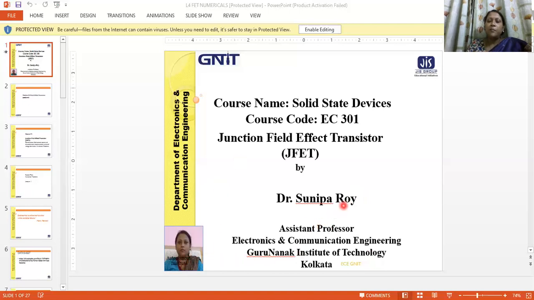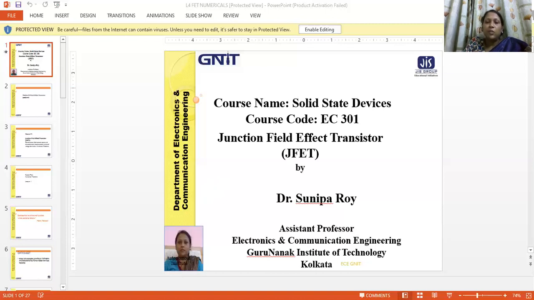So this is a very simple but interesting problem. This is problem 5. Determine the drain resistance for VGS equals 0, minus 1 volt and minus 4 volt. So IDSS, from the data sheet, we may get that IDSS equals 9 milliampere, if the particular FET is given to you.